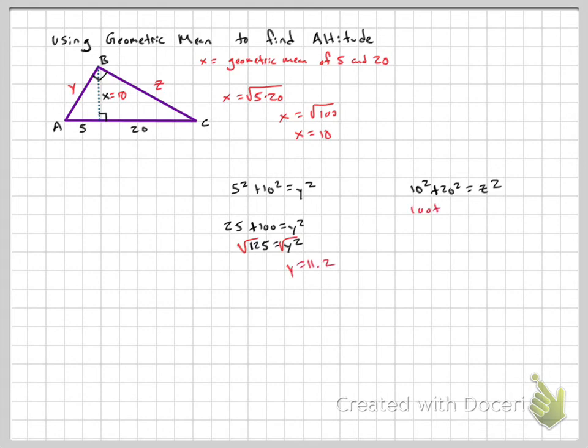100 plus 20 squared is 400. So 500 equals Z squared. Take the square root. Square root of 500 is 22.4. So again, guys, I'm not simplifying the radical there. I'm just doing Pythagorean theorem and then using my calculator to find the square root decimal value. Okay. And so, guys, we're really only going to focus on problems like this where we only have to use the geometric mean one time, and then we can use Pythagorean theorem after that.